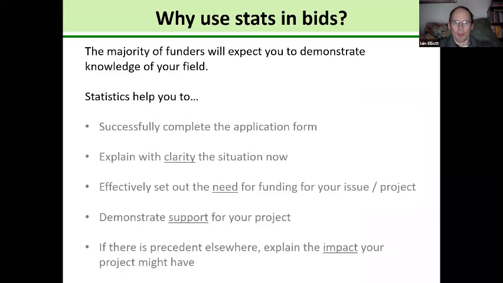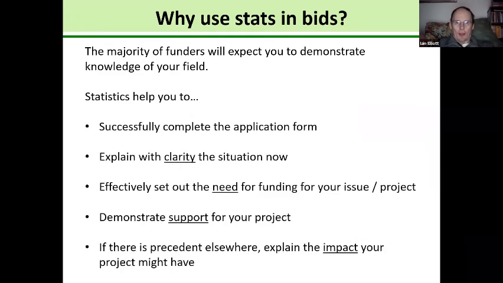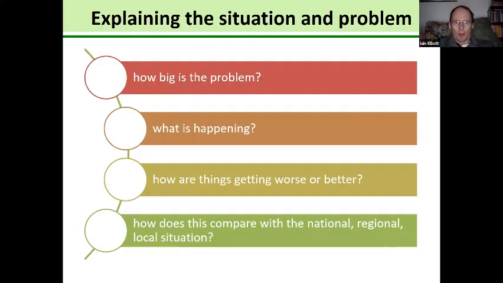Yeah, so statistics help you set out the need and demonstrate that support. How big is the problem? Like I said, trends, are things getting better or worse? Comparison with national, regional, local. Obviously, being in London, you can compare yourself to other London boroughs. Specifically, if you're applying for Trust for London, it's a pan-London fund, so you're comparing yourself to other London boroughs who also have projects competing for the same funding.